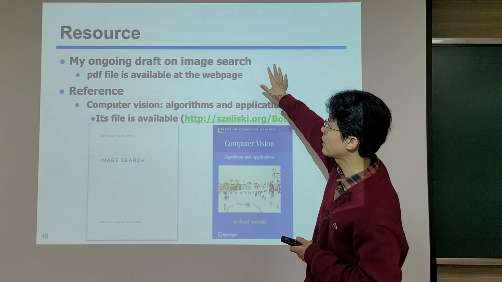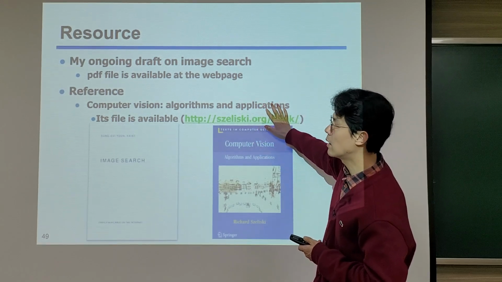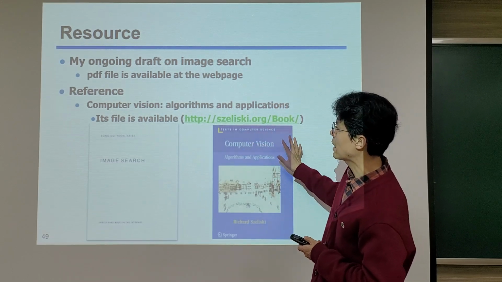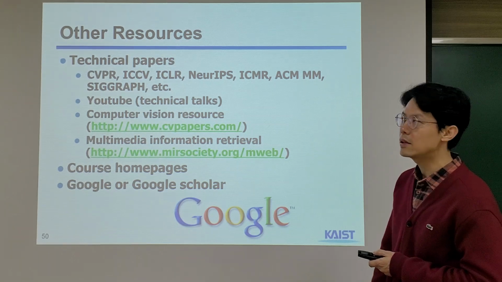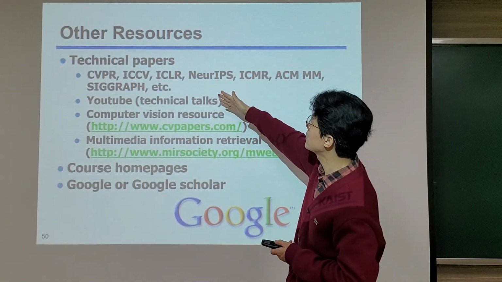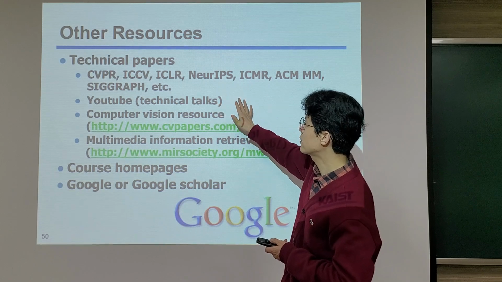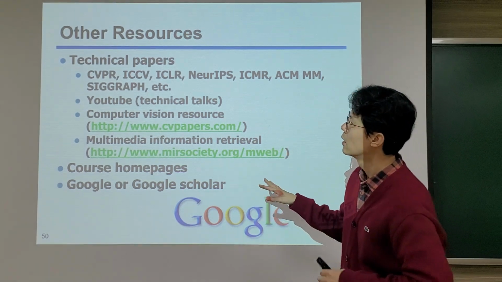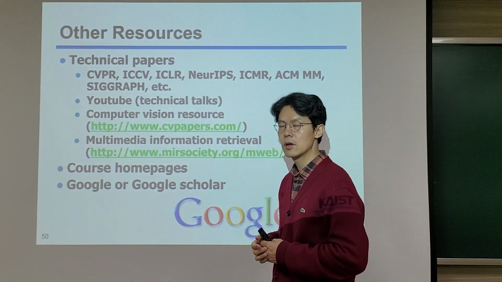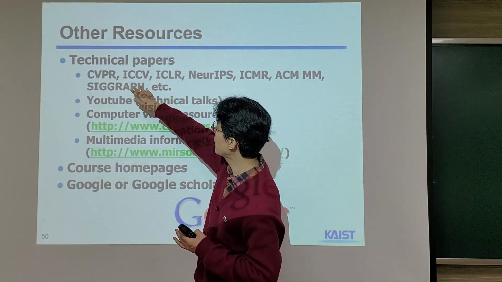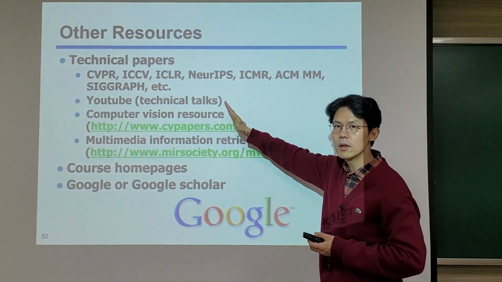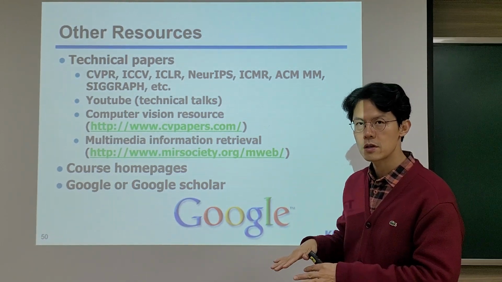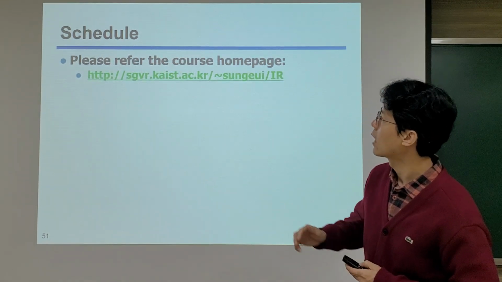This is some of the reference, my ongoing draft, and the PDF file is available at the web page, but it's very rough. There are also other online textbooks, and this basic computer vision book here. Also, there are many technical papers, CVPR, ICCV, and so on. Also, there are many YouTube computer vision resources and multimedia information. Many recent image search and related problems come from CVPR, ICCV, and NeurIPS, so you can check out top-tier conferences in computer vision and machine learning.